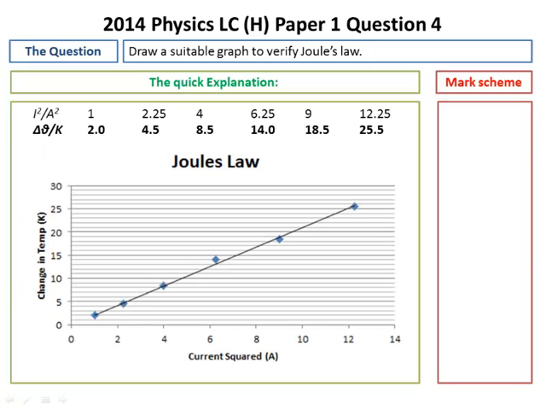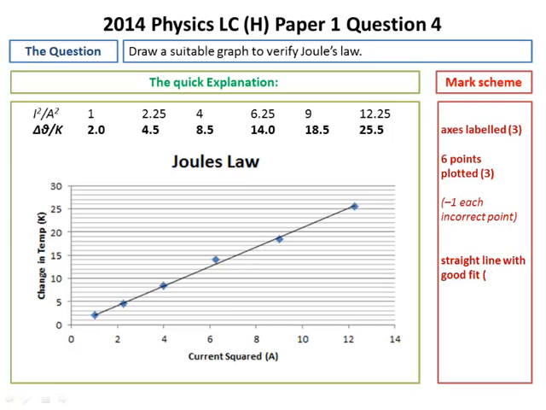And once you've done that, you can draw your graph. Don't forget, you've got to have a few things like the axis labels. That's current in amps and temperature in degrees or Kelvin there. You want your 6 points all plotted. You do lose a point if you get one wrong, so just try and get it right. You have a straight line with a good fit, and that'll do.